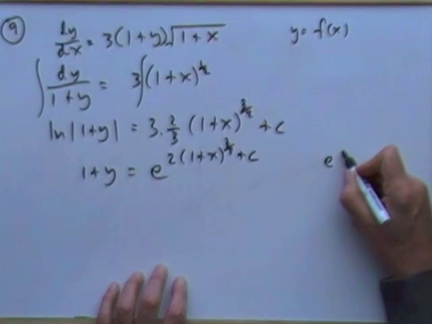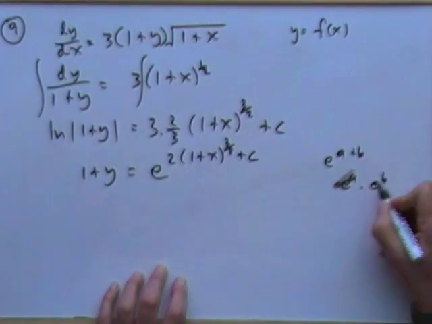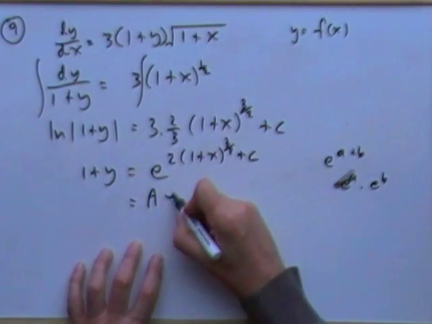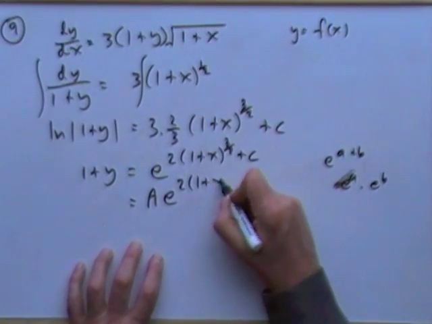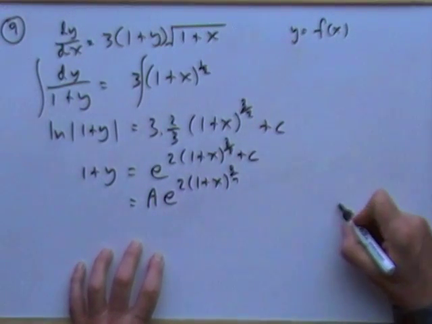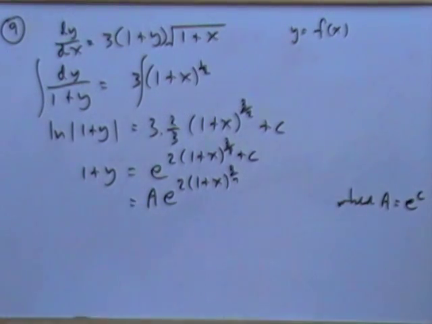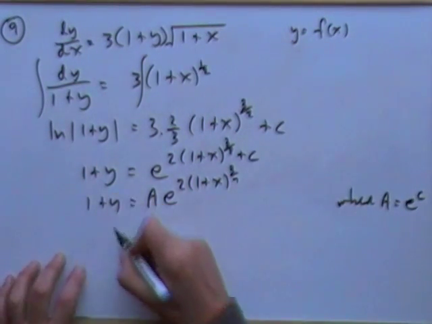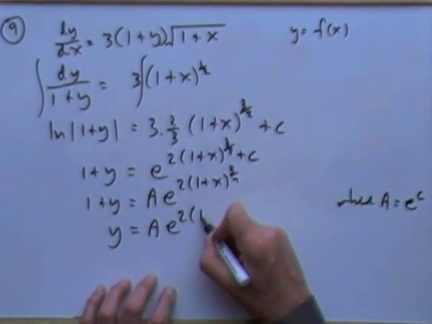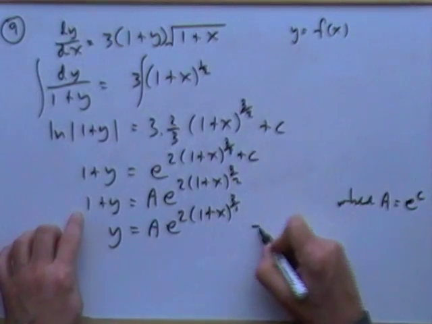You can consider that as e to the a plus b, which of course would be e to the a times e to the b. So you could make that a e to the 2 1 plus x to the 3 upon 2. I'll just put a wee note where a would equal that e to the power c part. I'll have to use another line now. So finally, y is going to equal a e to the 2 times 1 plus x to the 3 upon 2 minus 1.